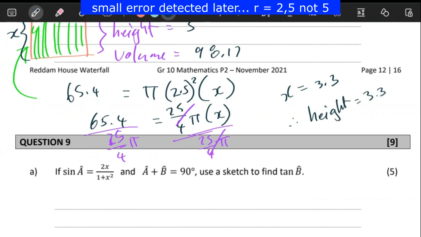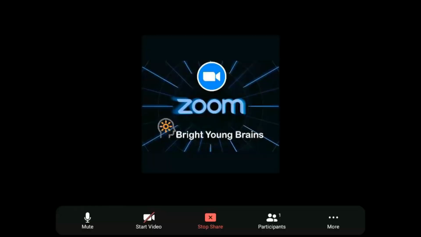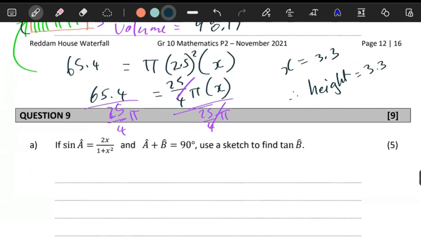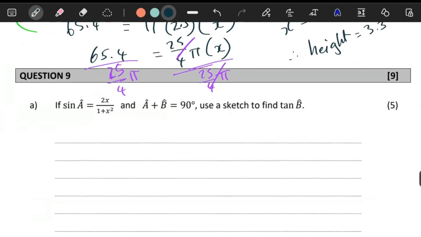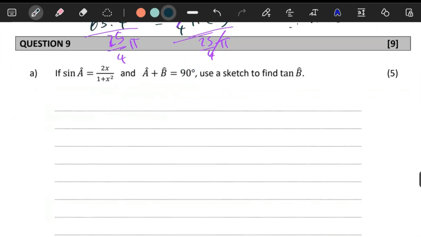Okay, let's move on to the next question. Question number 9, right? For 5 marks, it says if sine A is equal to this expression and A plus B is a 90-degree angle, use a sketch to find tan B. Normally when you see stuff like this, the sketch that they would want you to draw is a right angled triangle, any random right angled triangle. So here the angle is A. This is going to be 90.